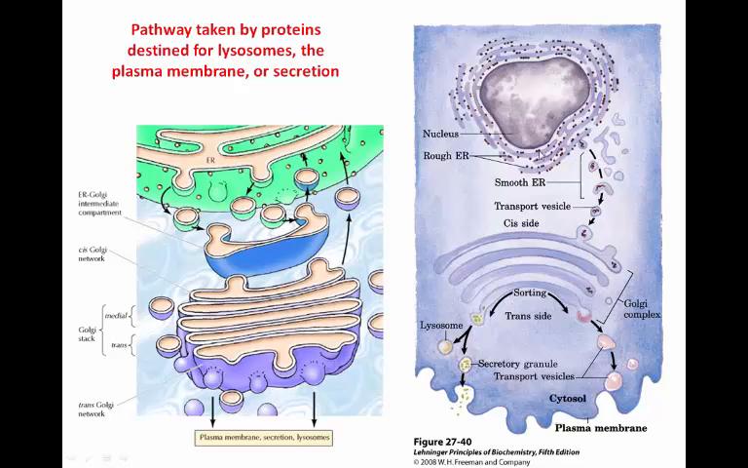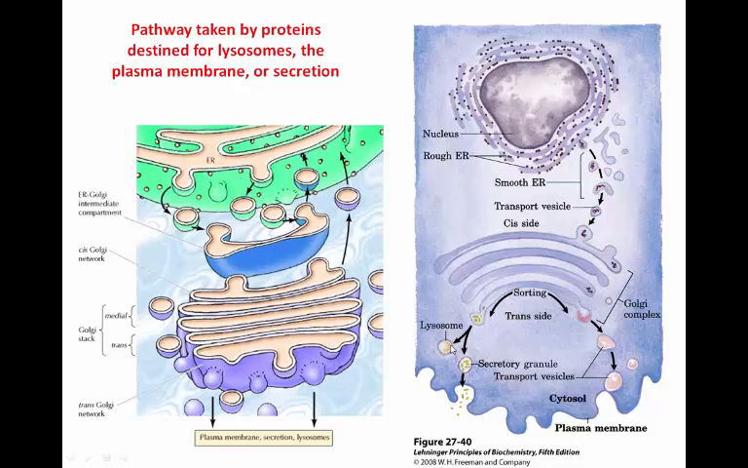And this picture shows the same thing. Here's the nucleus. Here's the rough endoplasmic reticulum. Here's our transport vesicles that have protein in them. They fuse with the cis side of the Golgi, with the Golgi complex. And then we start our sorting on the trans side.